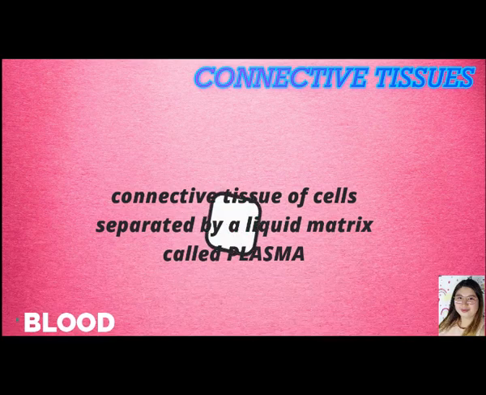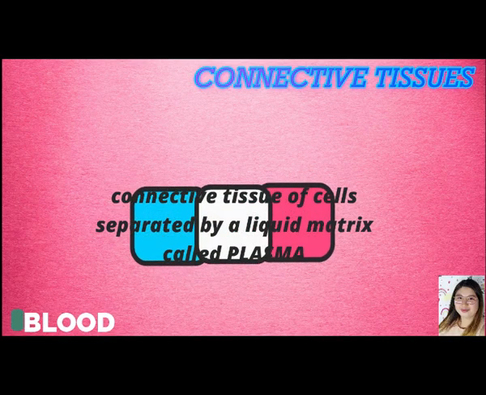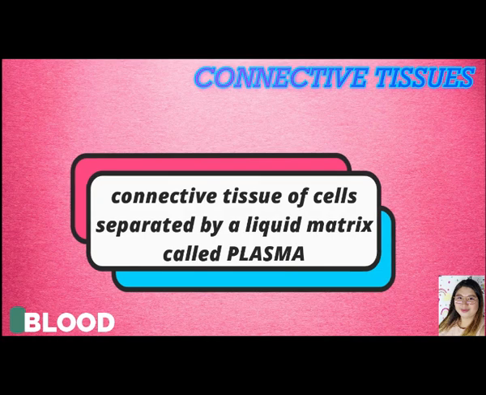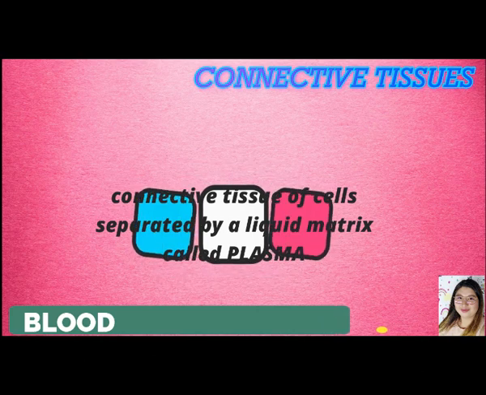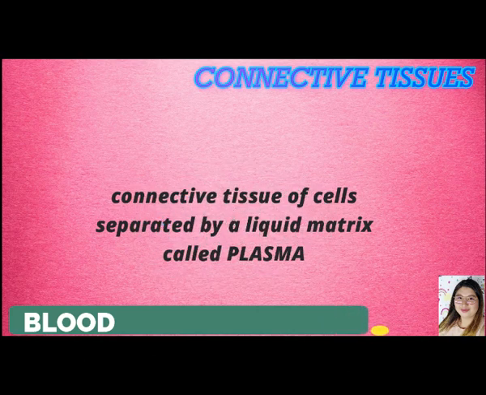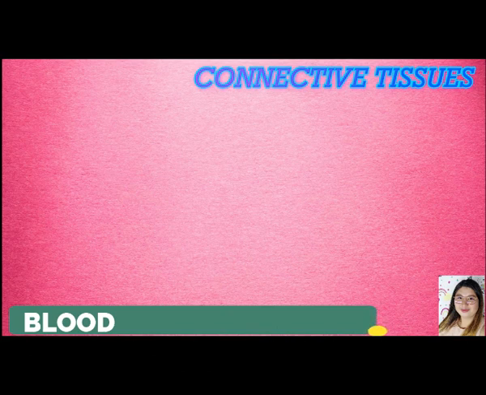So the next one after the bone and loose connective tissue is our blood. Yes, our blood is an example of a connective tissue. Parang hindi naman, ma'am. But actually it is. So blood is a connective tissue of cells separated by a liquid matrix called our plasma. So meron tayong, bakit ang blood is connective tissue, guys? So actually blood is a connective tissue because it connects all the body parts to another body part. So bakit? Because blood circulates all throughout our body. So somehow it connects the whole body to the rest of it.